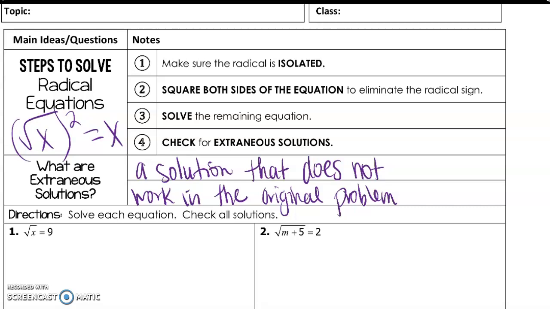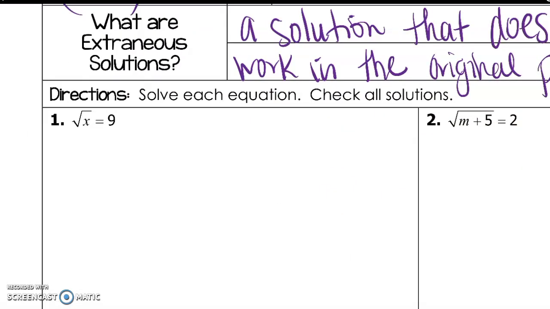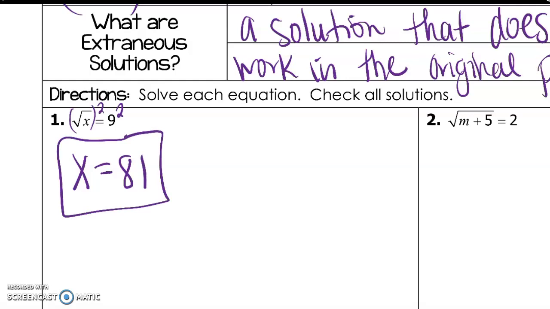So if we look down at number 1, there's nothing on the outside of the equation, or outside the radical, so we're going to square this and square this. So the square root of x squared is just x equals 9 squared is 81, and we are finished. Technically, to check, you would take the square root of 81 in your calculator and you would get 9, so you are fine. We're going to do just the odds in this video, and then we'll do the evens in another video.